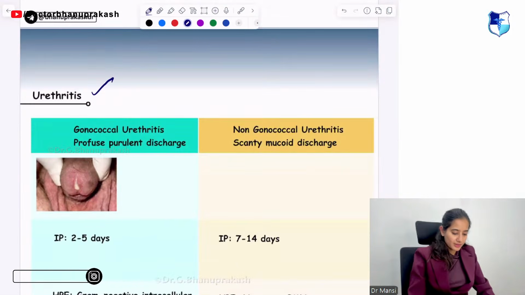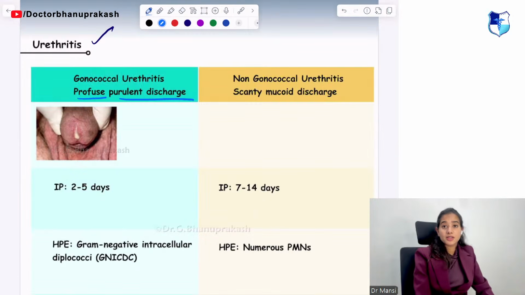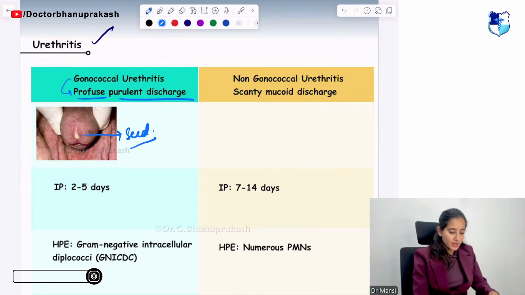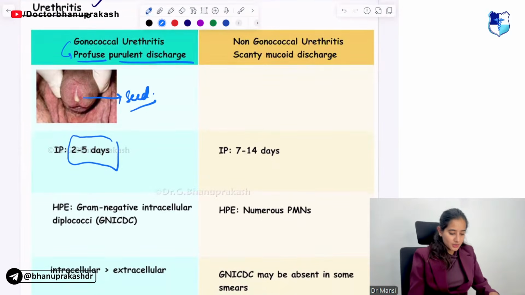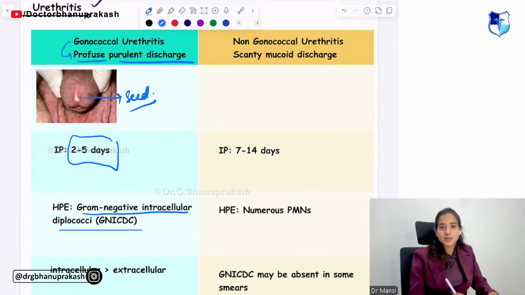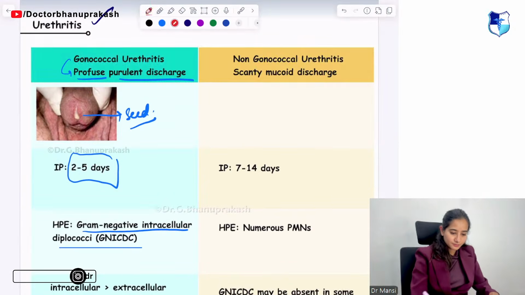Then we move to urethritis. We can see profuse and purulent discharge in urethritis, gonococcal urethritis particularly. So this is a creamy kind of discharge, okay, profuse, thick, purulent discharge, and the incubation period is 2 to 5 days. And what is the causative agent? This is gram-negative intracellular diplococci, which can be seen on histopathology.